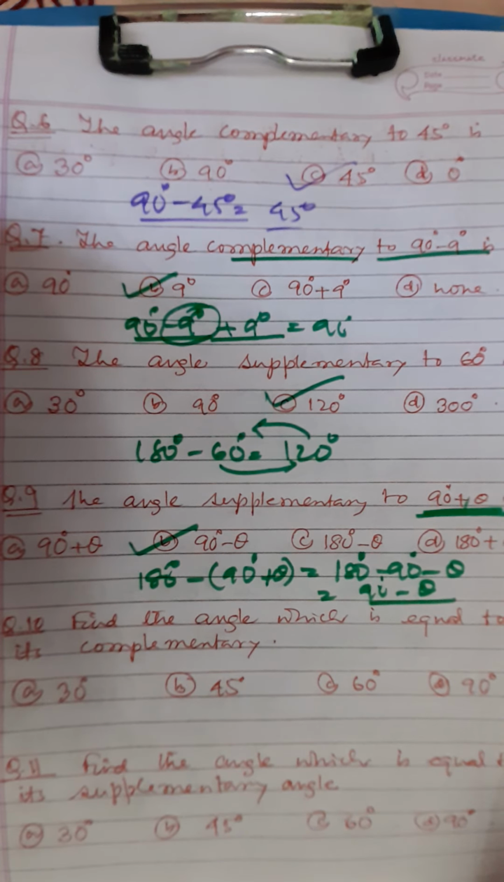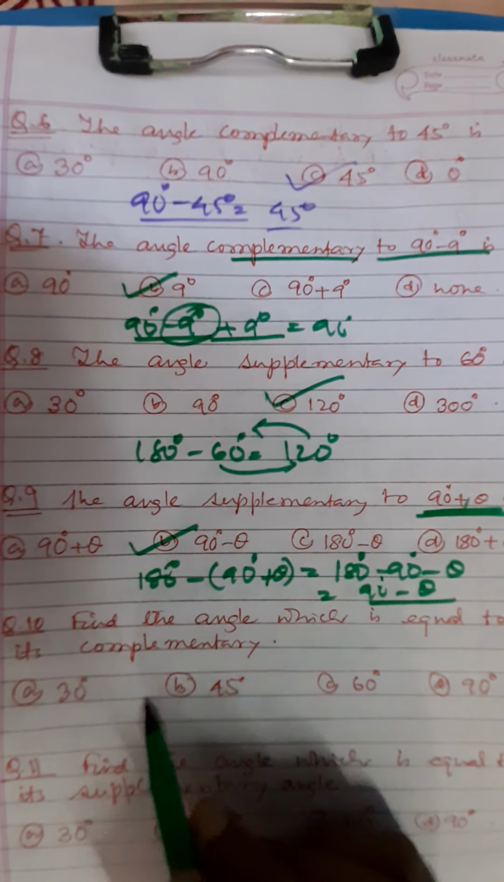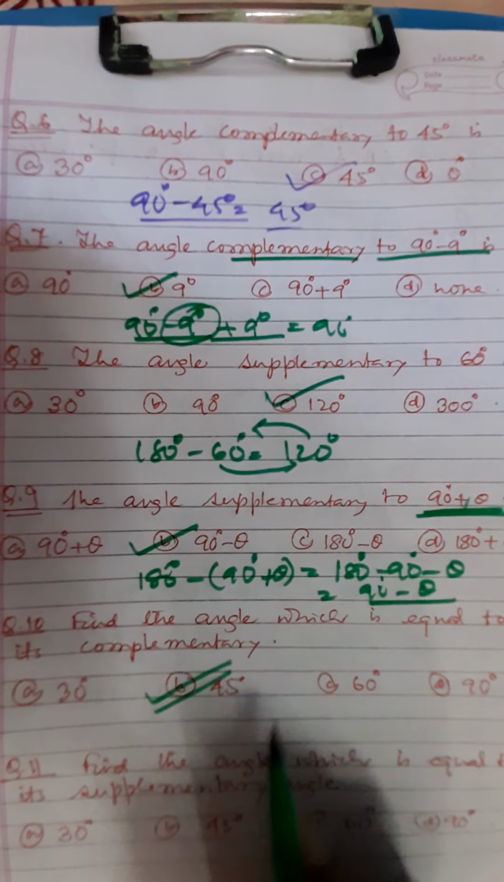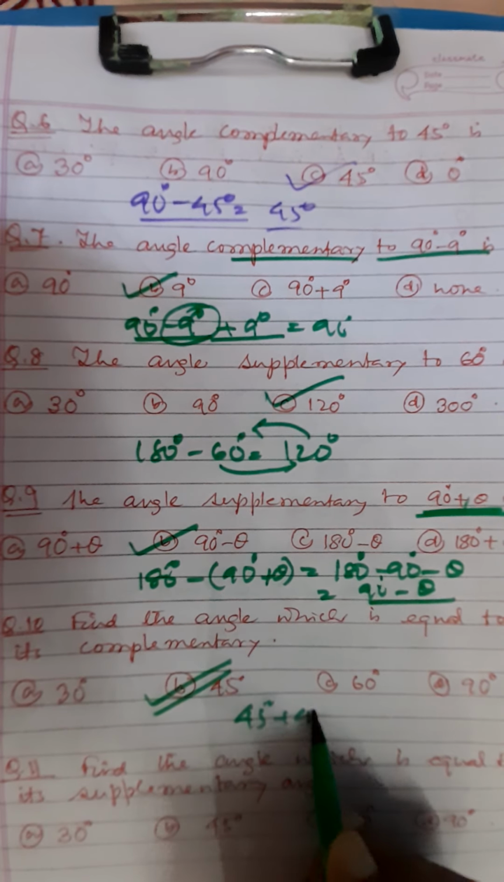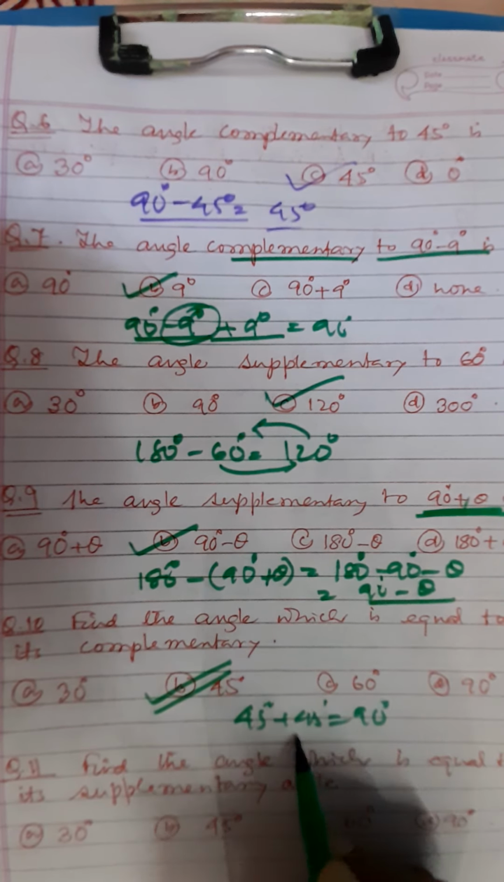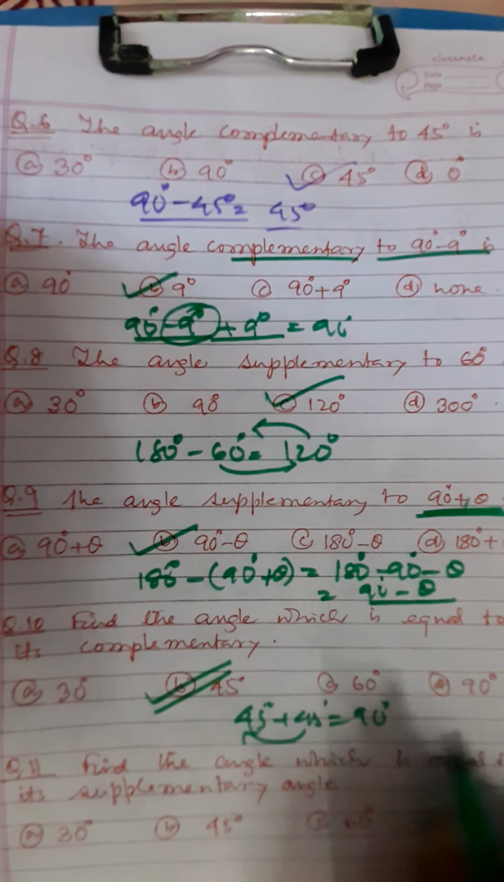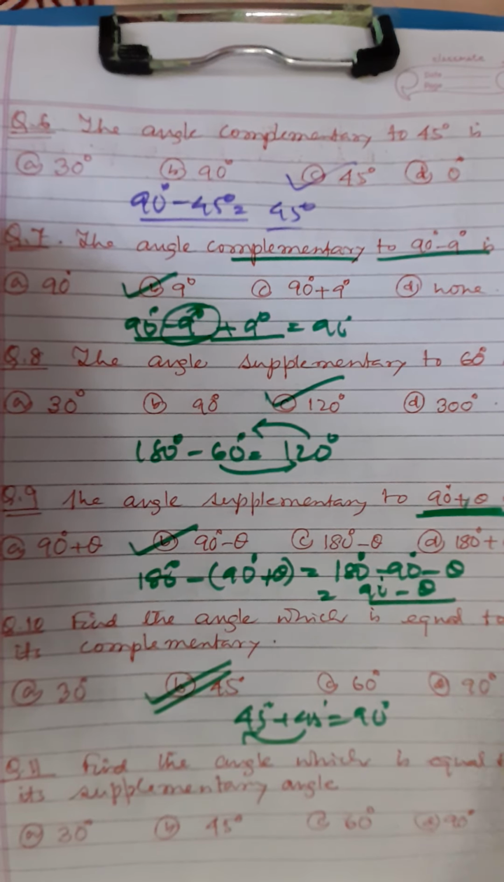Which is equal to its complementary. We already got this in question number 6: complementary to 45 degrees is 45 degrees. So from there you can say the complement equal to itself means what? 45 degrees. That means 45 plus 45 is equal to how much? 90 degrees. So the complement of 45 is 45, equal to its complement.